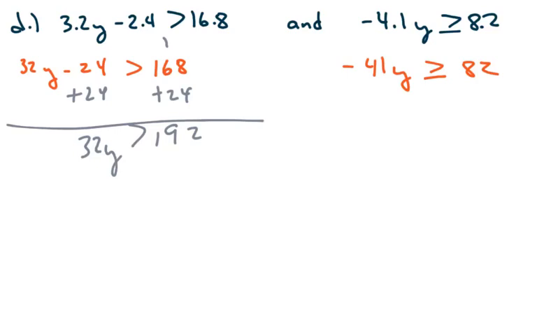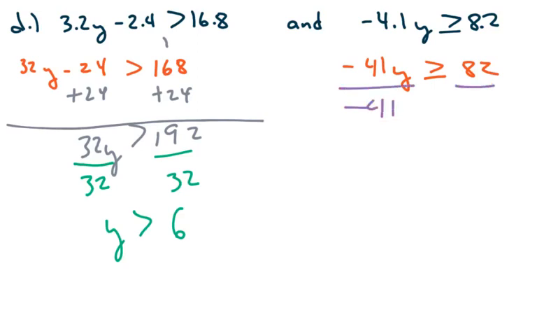y is greater than 192. Finish it off by dividing by 32. And y is greater than, and this should give me 6. We'll do the same thing on the other side. We're going to divide through by -41. Y will be less than or equal to -2.